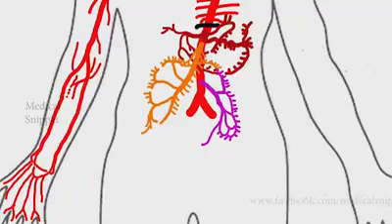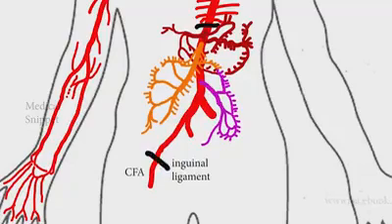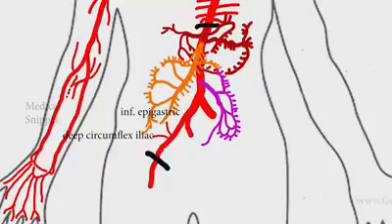The median sacral artery is a small single posterior branch of the distal abdominal aorta. The common iliac artery divides into the external and internal iliac arteries. The external iliac artery passes beneath the inguinal ligament and becomes the common femoral artery. The external iliac artery gives rise to the inferior epigastric and deep circumflex iliac arteries. These vessels supply blood to the muscles and skin in the lower abdominal wall.